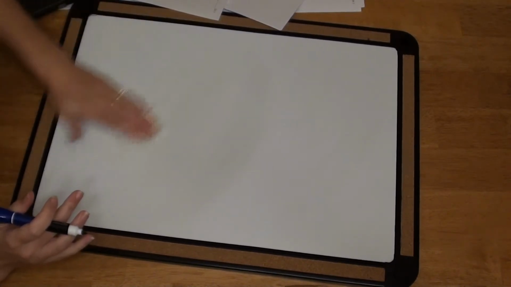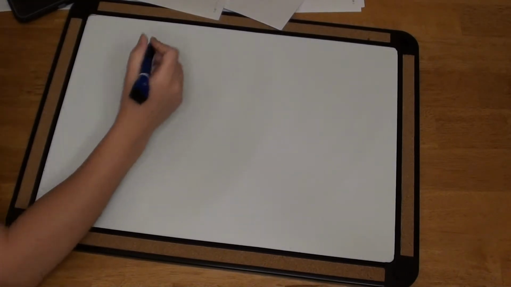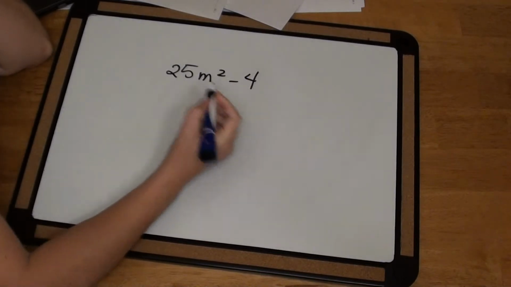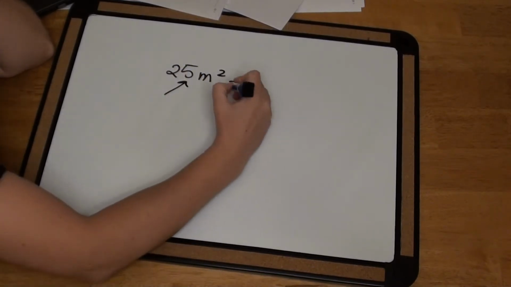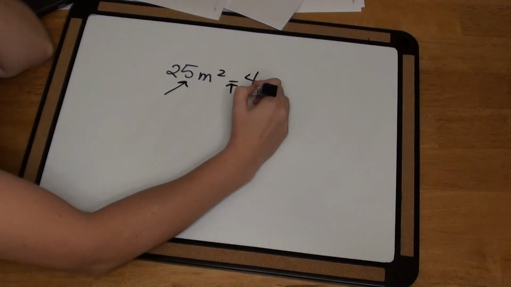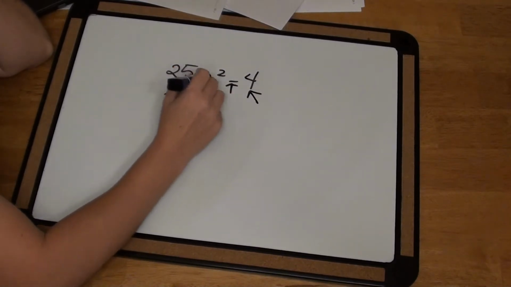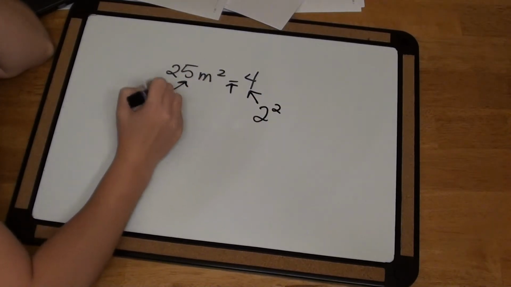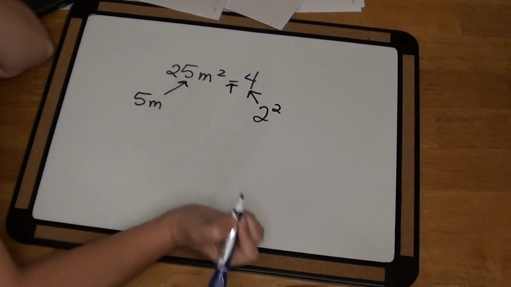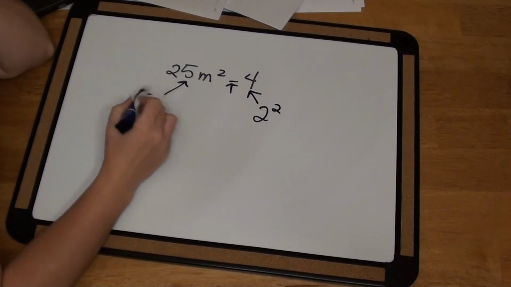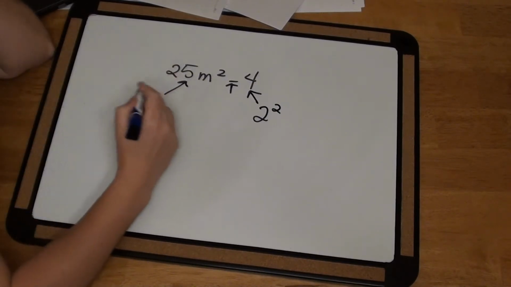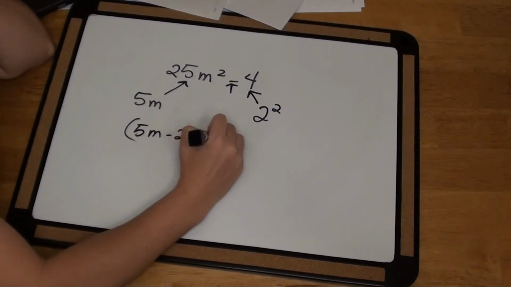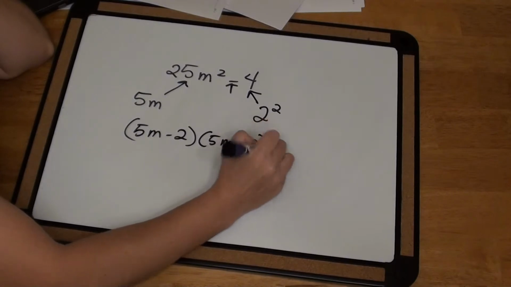Sometimes the problems are more difficult though. For example, let's say I had 25m squared minus 4. First of all, it's subtraction, so it's the difference of two squares. 25m squared is a square and 4 is a square. 4 is 2 squared, and 25m squared is 5m squared. If I took 5m squared, I get 25m squared. So what I do is I take 5m minus 2, 5m plus 2.